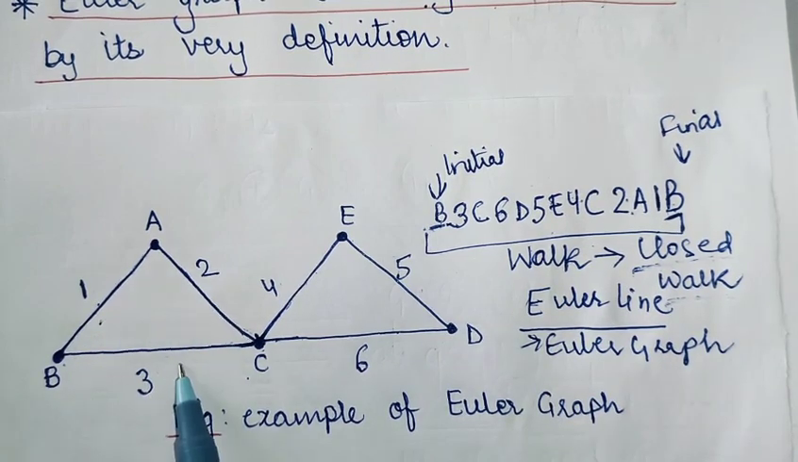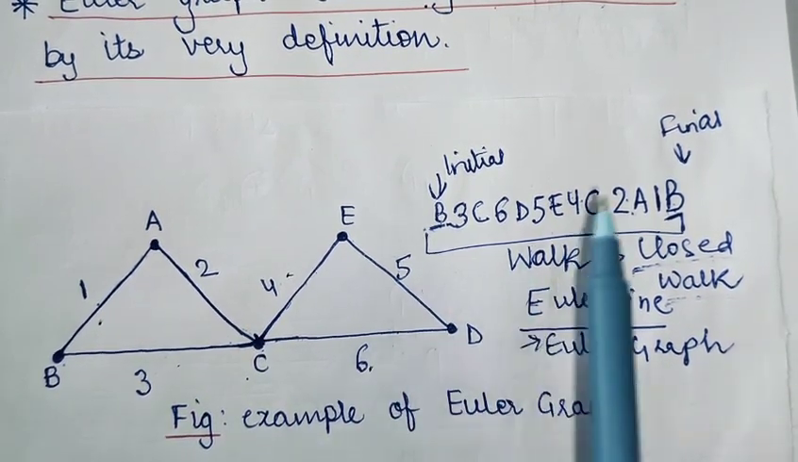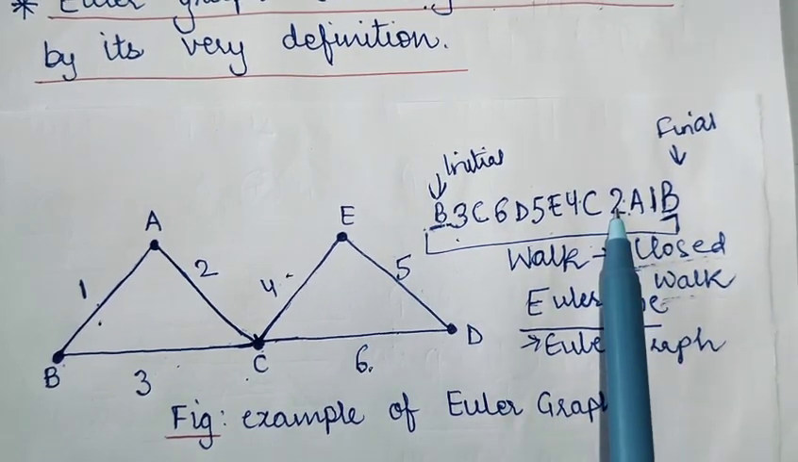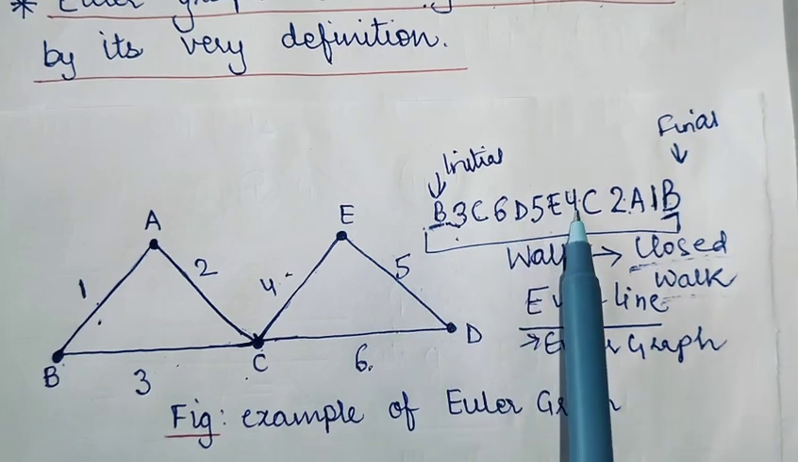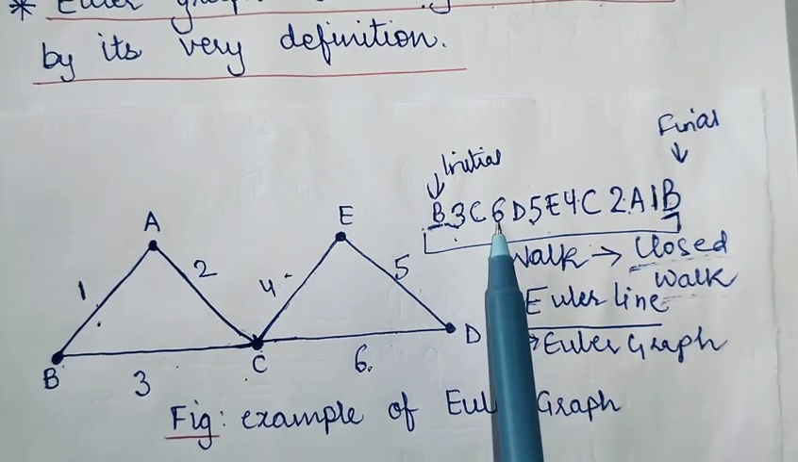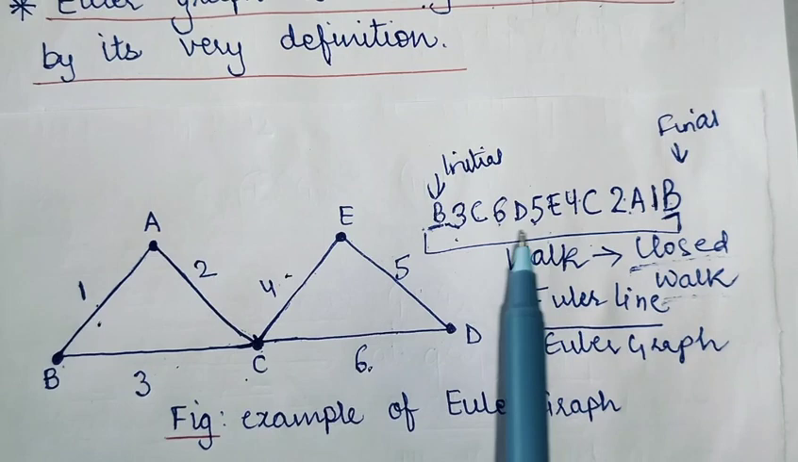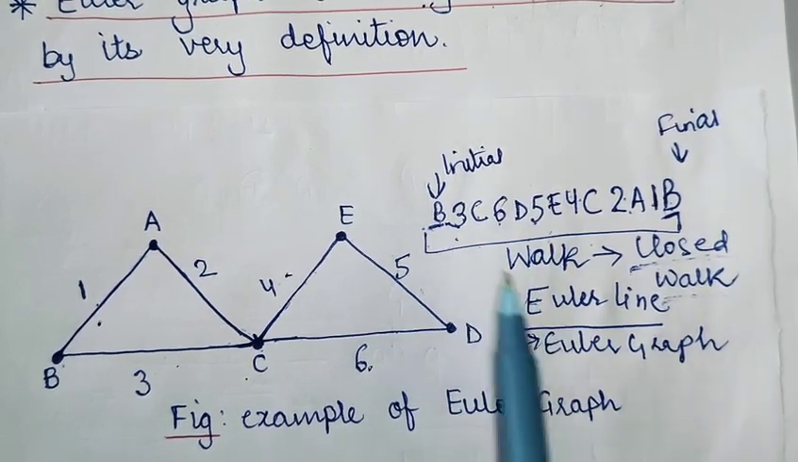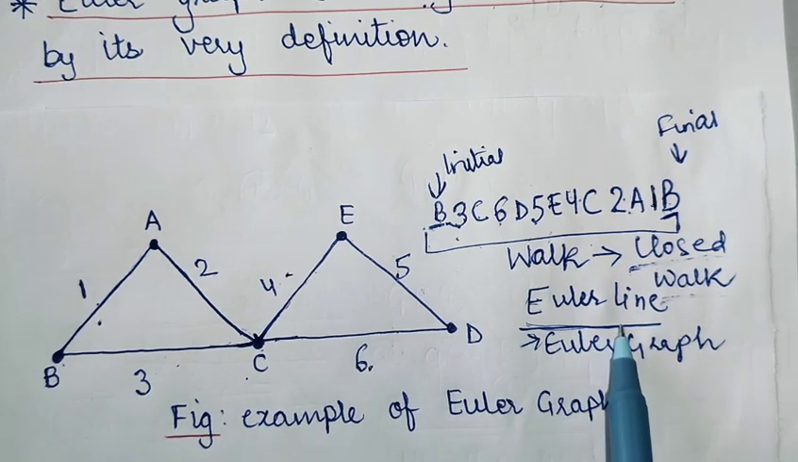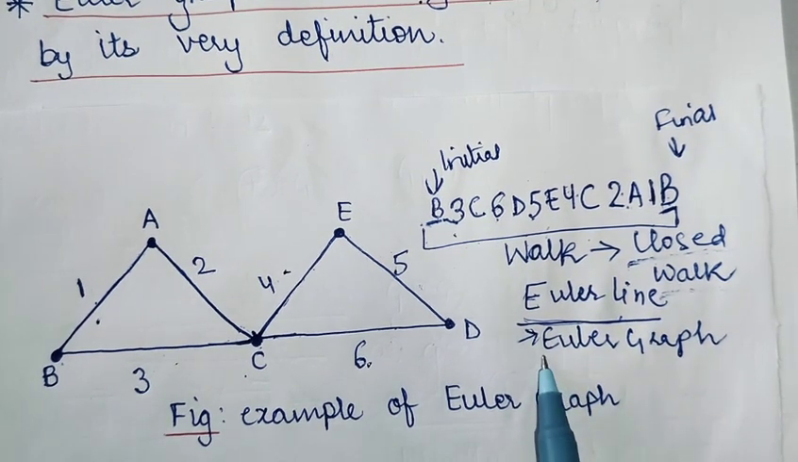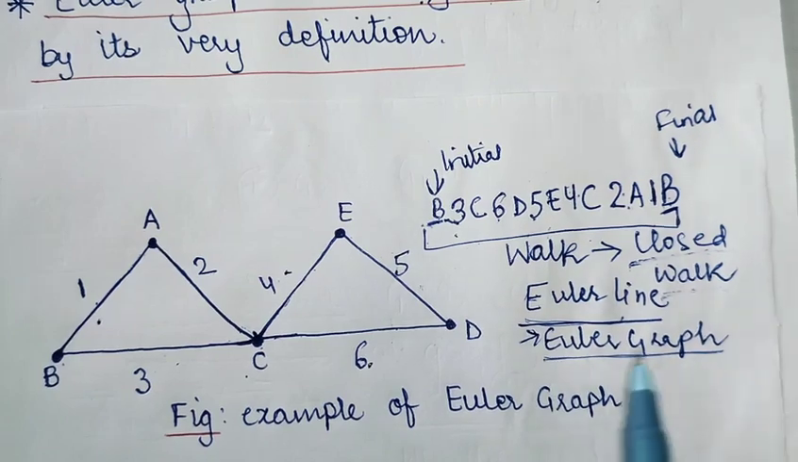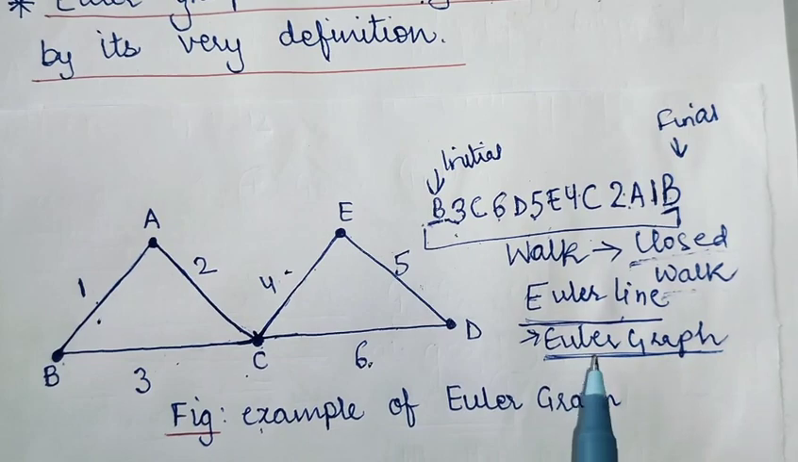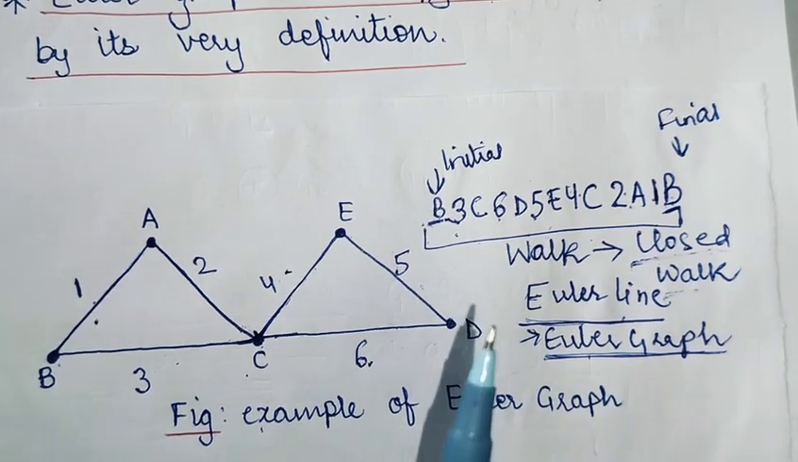There are 1, 2, 3, 4, 5, 6 edges in the graph, and all these edges are included in this walk. Edge 1 is here, edge 2 is here, edge 3 is here, edge 4 is here, edge 5 is here, and edge 6 is here. So this walk contains all the edges of the graph. Hence I can say that this walk is an Euler line, and hence this graph contains an Euler line. So I can say that this graph is an Euler graph.